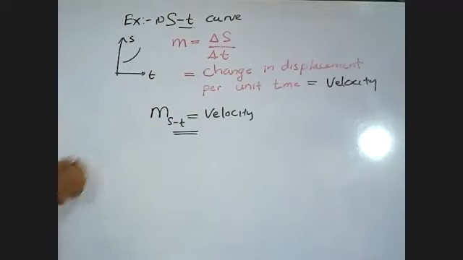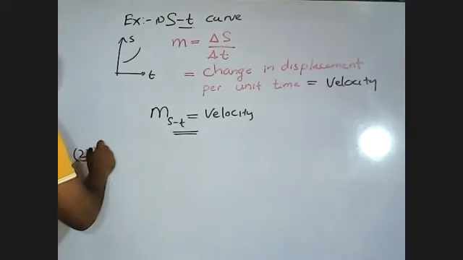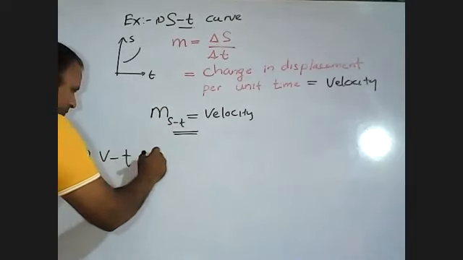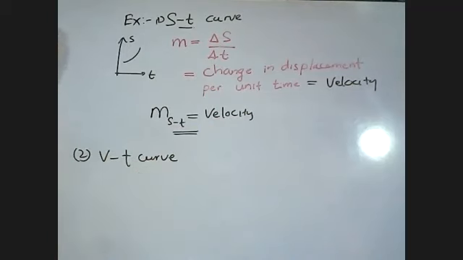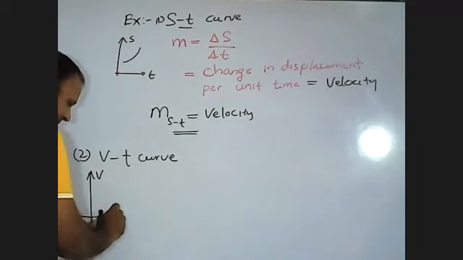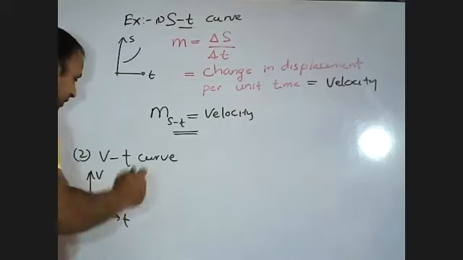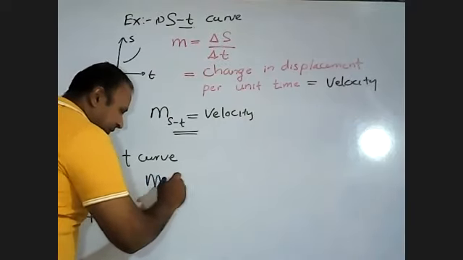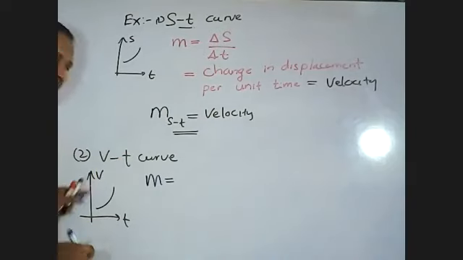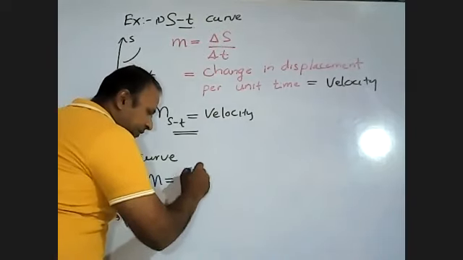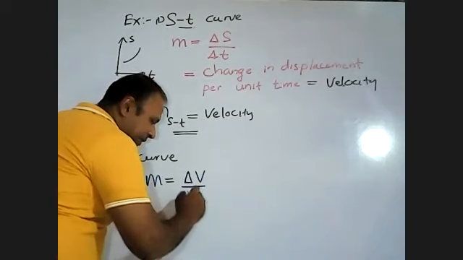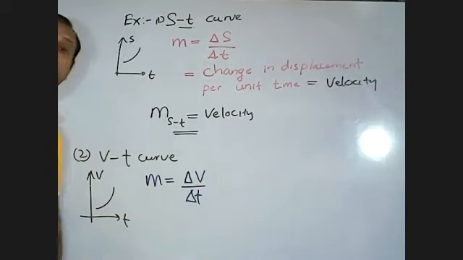Then the second one, the VT curve. If it is a VT curve, V is on the y-axis and T is on the x-axis. Therefore, the gradient of the VT curve is equal to the difference in y, that means the difference in velocity, over the difference in x, that means the difference in time.